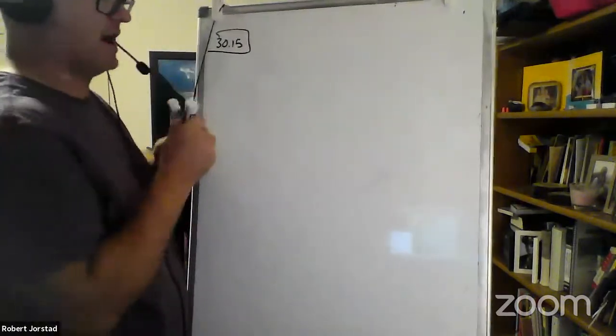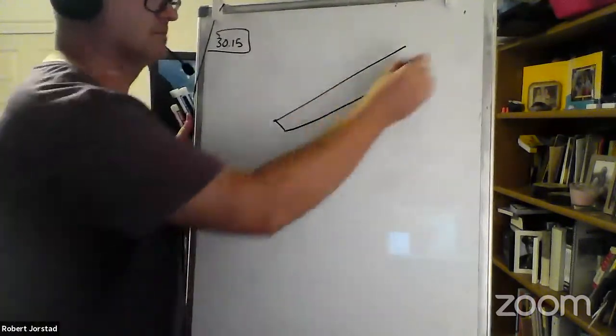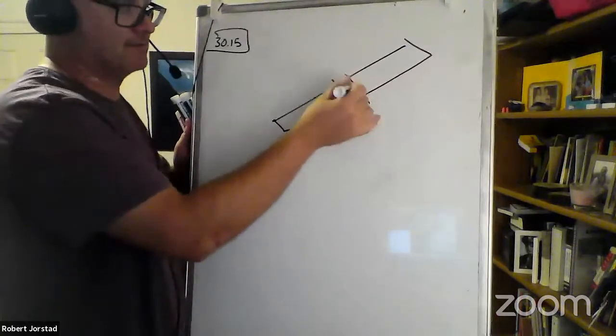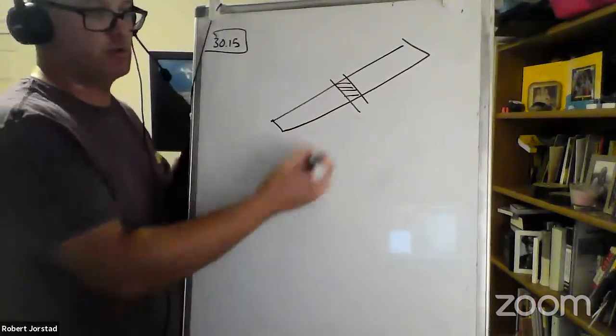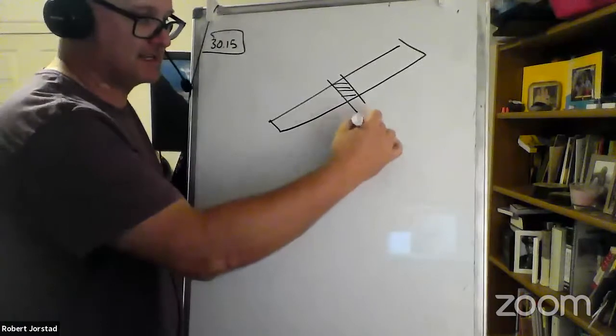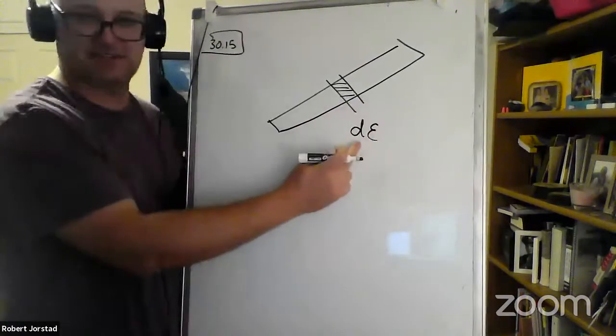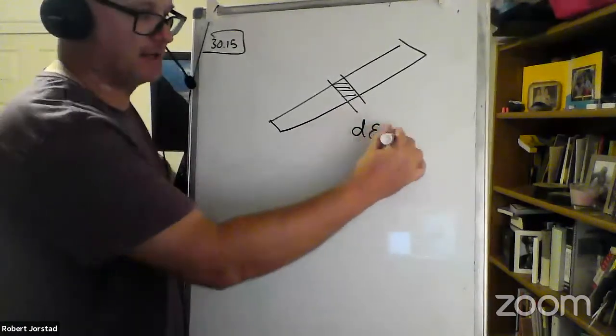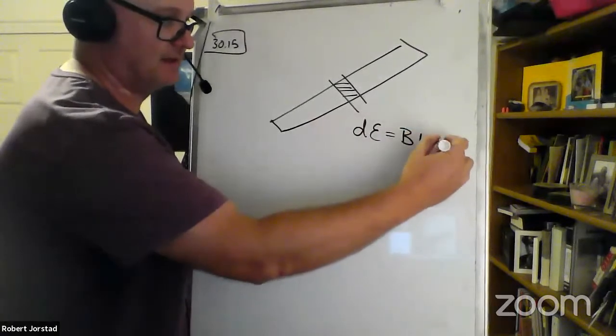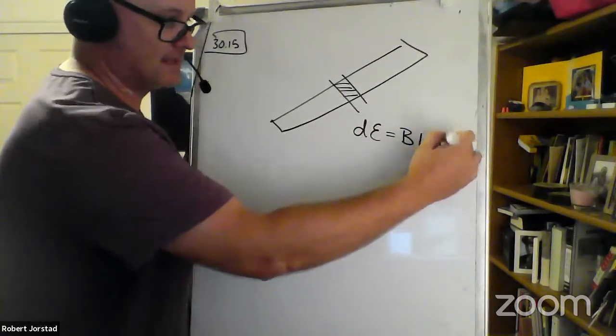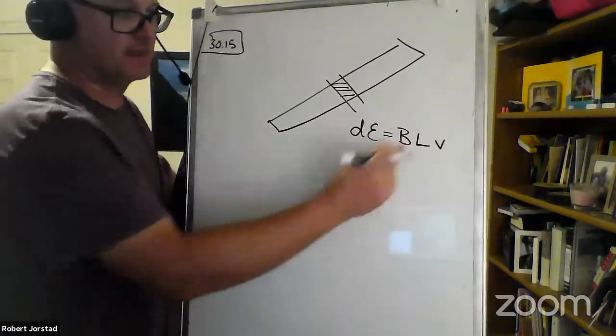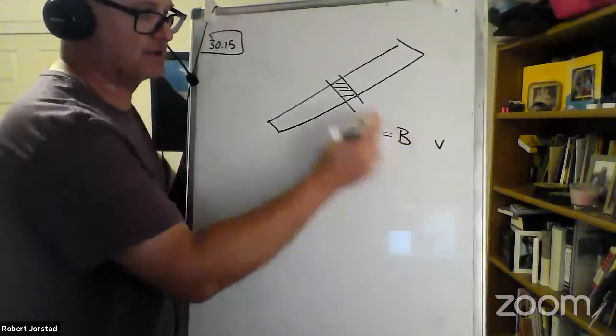If you just did this rod here, you could look at one little segment. So there wouldn't be a voltage across here. There'd be a dE across this little section, which would relate to B, L, V, which in this case is the length. How much length does this have?